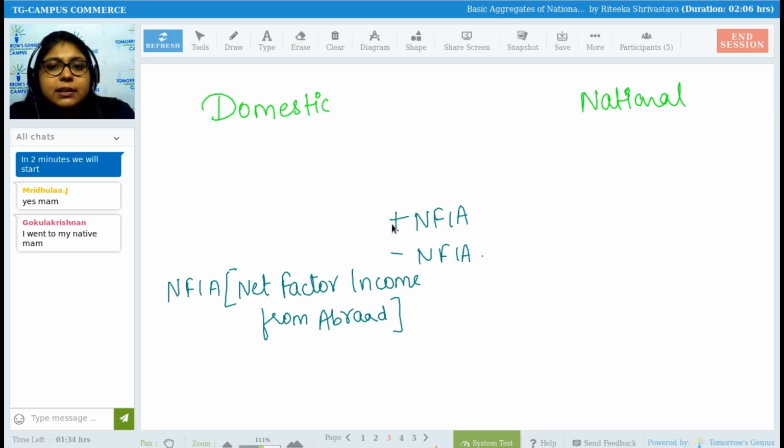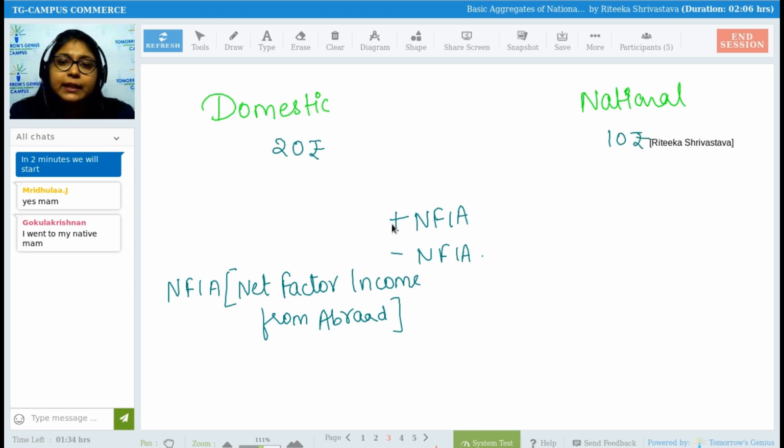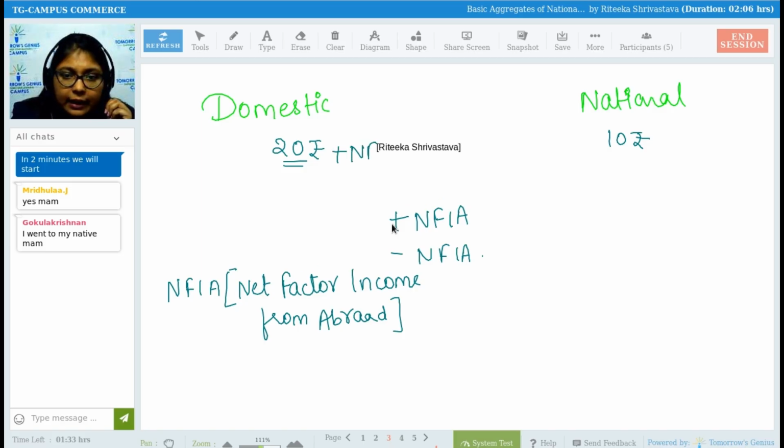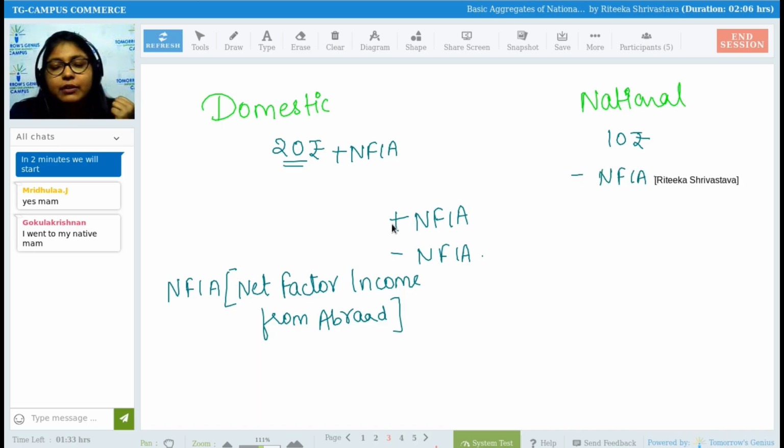If I tell you that the domestic income is 20 rupees, and national income is 10 rupees. Now, if I tell you that you have to calculate national income, so domestic is given, you have to find out national income. How will you find it? By adding NFIA. Same way, if national income is given and I tell you to find out domestic income, then how will you find it? By deducting NFIA.